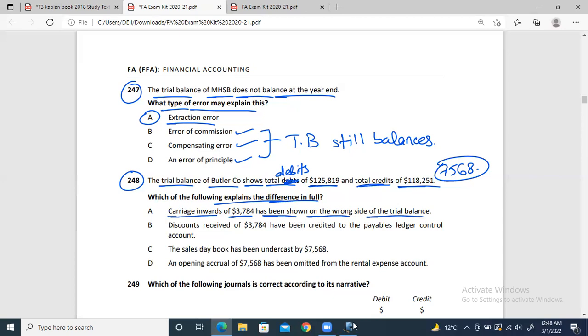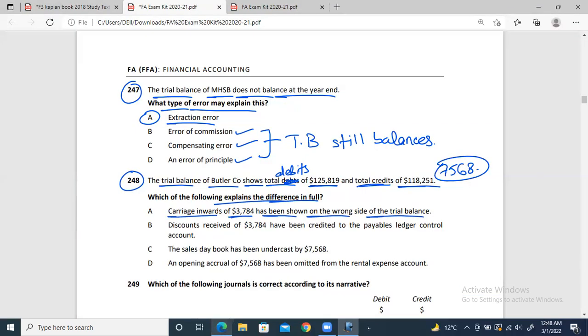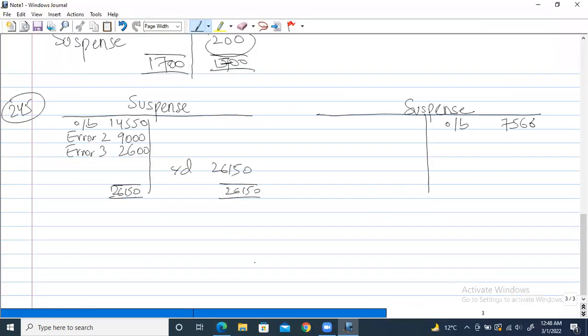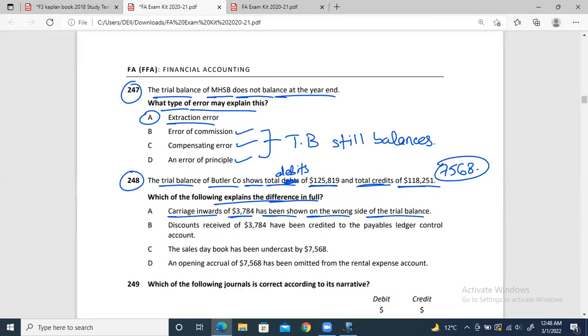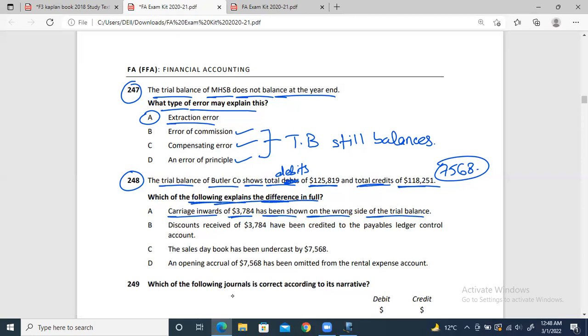The easier option for this is to basically make a suspense account over here and write 7568 on the credit side. 7568. And whatever clears this up fully, so the balance is zero, that means that's the correct answer, because it's showing over here which of the following explains the difference in full, right? Now, carriage inwards of 3784 has been shown on the wrong side of the trial balance.